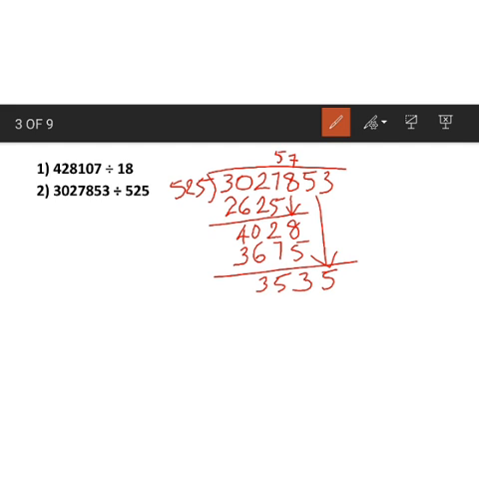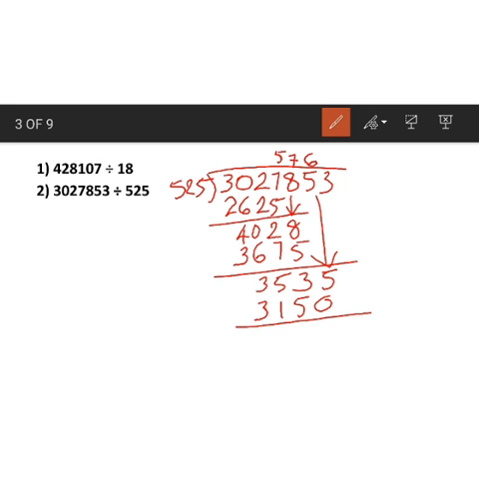So when we are doing this, we know that 525 will go for 6 times. So we'll write 6 here. Now 6 into 525, we'll get the answer as 3150. So we'll write 3150 here.